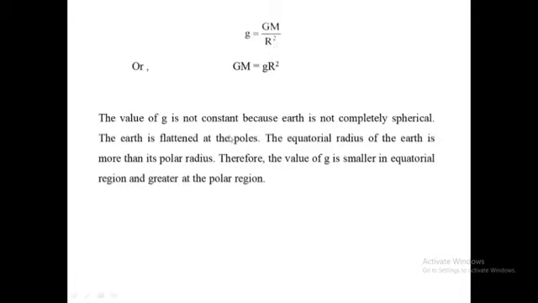The value of g is not constant because the earth is not completely spherical. The Earth is flattened at the poles. The equatorial radius of the Earth is more than its polar radius. Therefore, the value of g is smaller in the equatorial region and greater in the polar region.